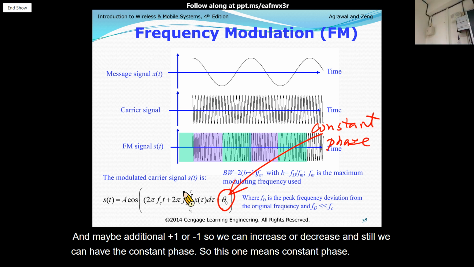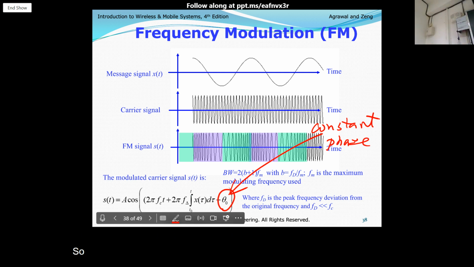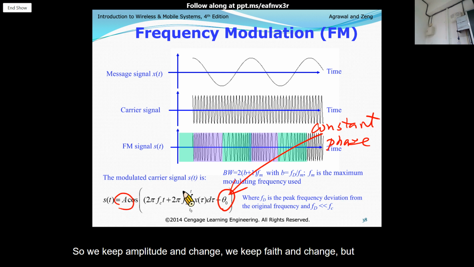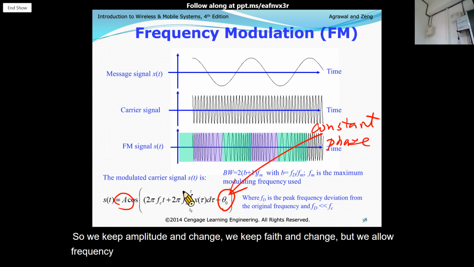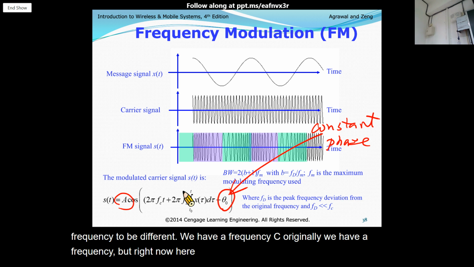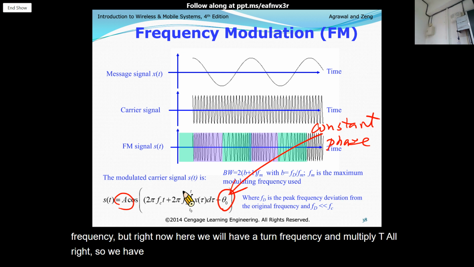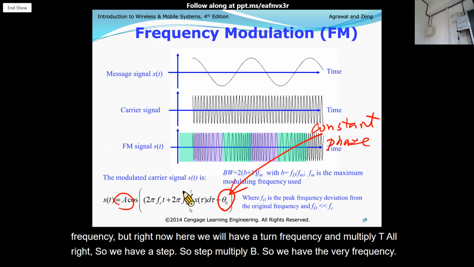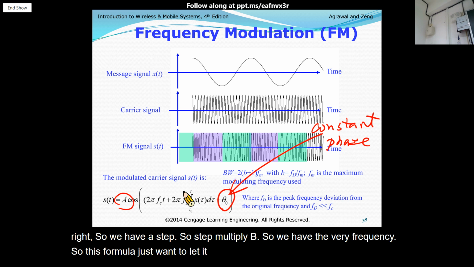So we keep amplitude and change. We keep phase and change. But we allow frequency to be different. We have a frequency fc already. Originally we have a frequency, but right now here we will have a term and multiply by t. So we have a step, and the step multiplied by this gives the varied frequency. So this formula just wants to let you feel how to have it.